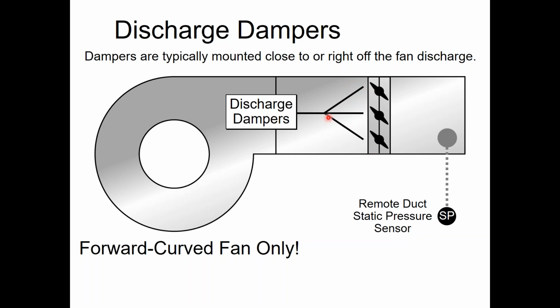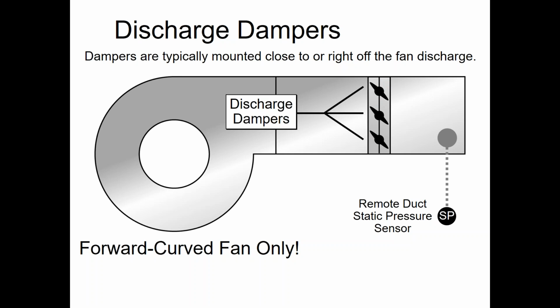But theoretically, this would work. You could put dampers on the discharge of the fan instead of on the inlet of the fan, and modulate the airflow back that way. You see the note on here: forward curved fans only. They didn't want it on the backward inclined fans because, for whatever reason, they generate a lot more static than a forward curved fan, and it was too much for these dampers to really handle.